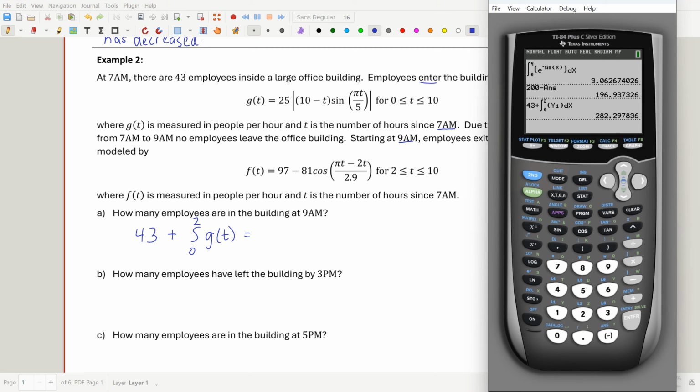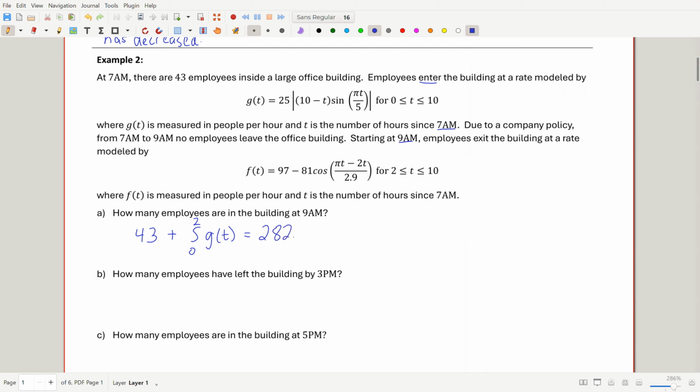Do we get the same answer? Cool. Okay, so for the AP, what I'm going to do is write, because this is an expression, this plus this equals this. And if I really feel weird about the fact that you can't have 0.297 employees, I'll write a separate sentence: 282.297, and say about 282 employees.